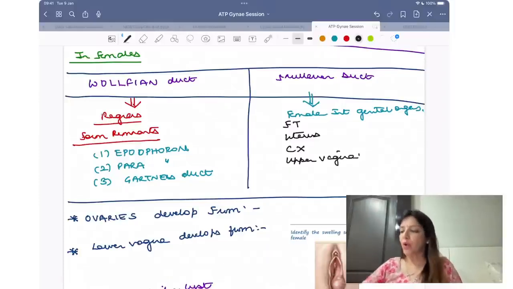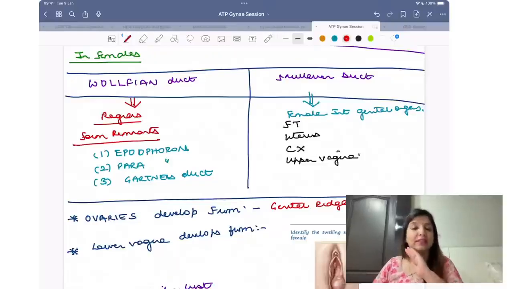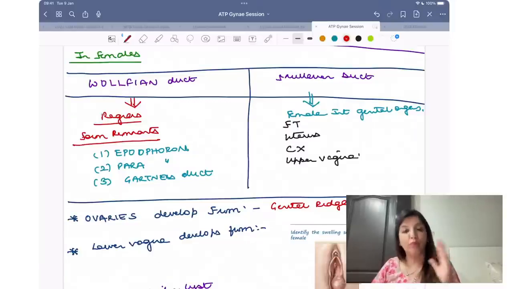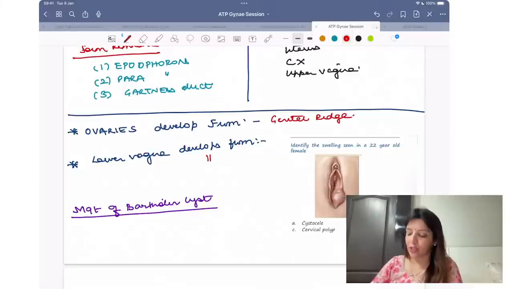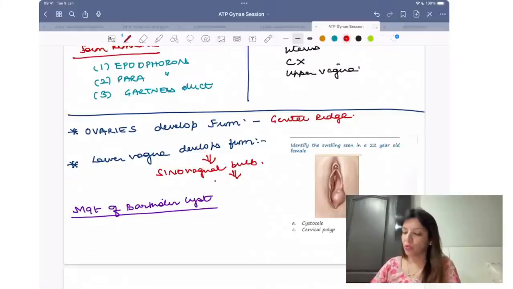Please remember, from where does the ovary develop? The ovary develops from the genital ridge. The ovary has nothing to do with the Mullerian duct, and that is why in Mullerian agenesis, when both Mullerian ducts are absent, the ovaries are still normal. From where does the lower vagina develop? The lower vagina develops from the sinovaginal bulb, which comes from the urogenital sinus.